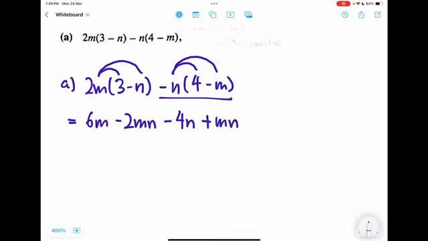Now what I want to do is to simplify this. Alright, looking at this, I only have one term with m alone. So 6m will remain the same. Next, I have negative 2mn. Looking at the last term, I have a positive mn as well. So what I'm going to do is to add positive mn to negative 2mn. And that would give me negative just 1mn. Because my coefficient is 1, I have no need to write it in. And lastly, what I am left with is negative 4n. And this is my answer for A.